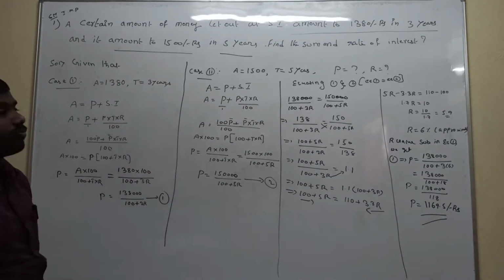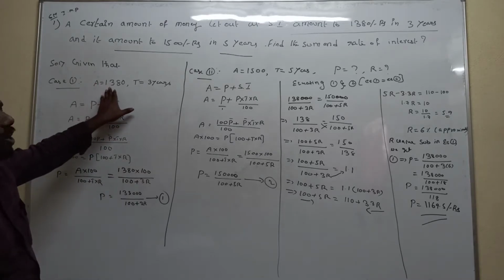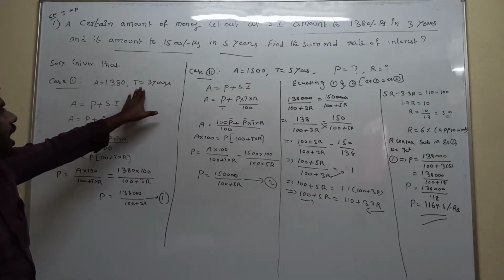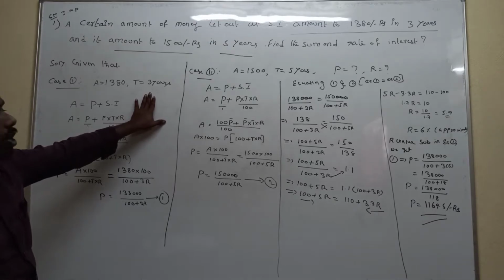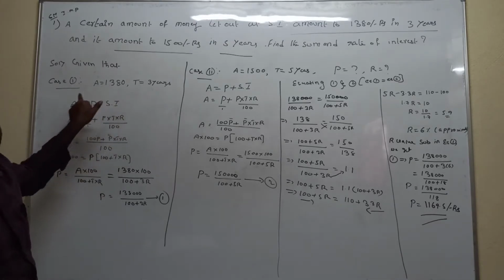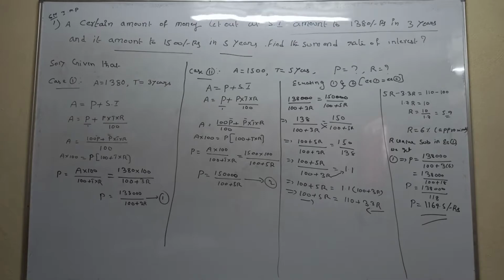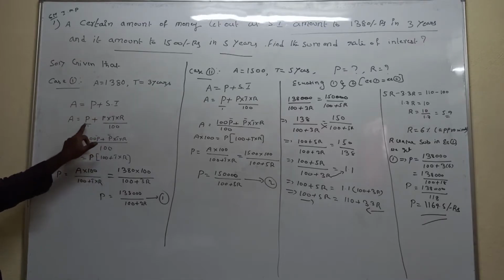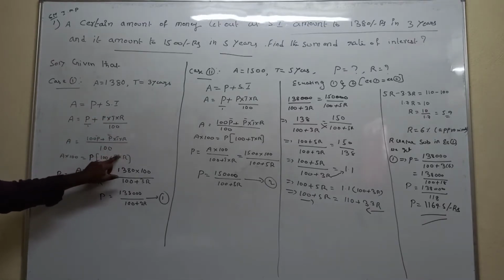They give two cases. In the first case, capital A amount is 1,380 rupees and time T is equal to 3 years. Whenever the amount is given, we can apply the amount formula: capital A is equal to P plus simple interest. The simple interest formula is PTR by 100. Taking LCM as 100, 100 into P is 100P, plus 1 into PTR is PTR by 100.